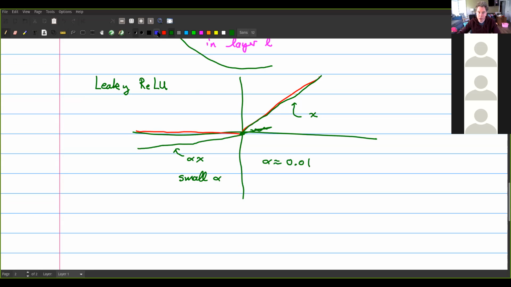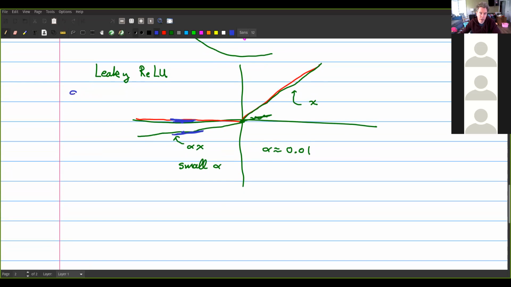And the advantage to doing that is now if you have some point over here, the gradient is 0, so it's hard for the training process to adjust the weight so that you can climb out of this region. But now you can make a little bit of progress, even if it's slight. So now it's non-saturating on both ends, and this tends to work better. So leaky ReLU is generally better than ReLU.